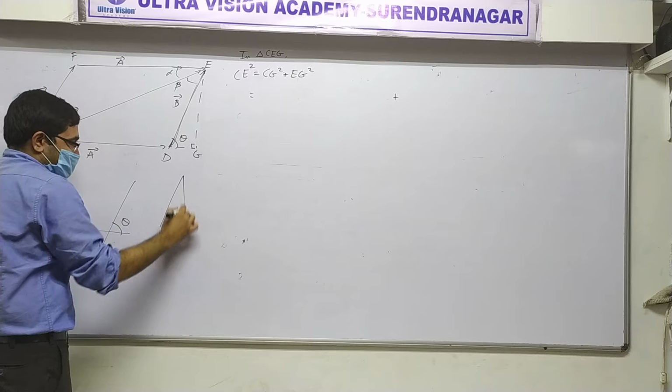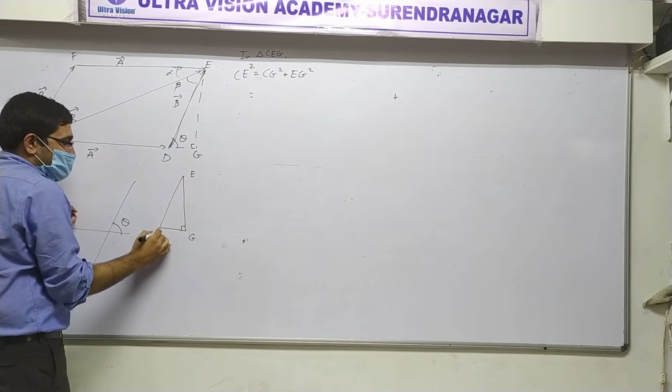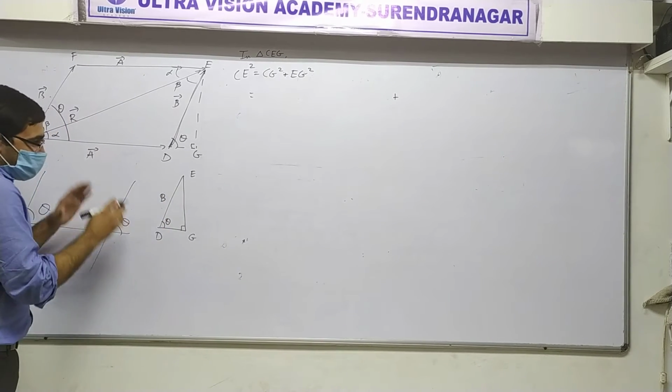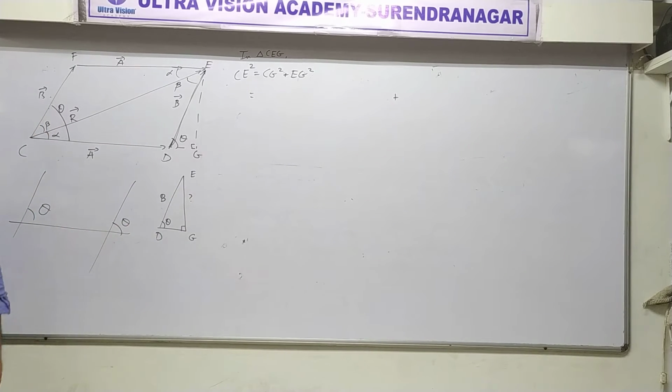If you want, I can draw it again over here so we can focus on where we want. This is G, this is E, and this is B. This is B, correct or not? Yes. And this angle is theta. So from this triangle only, can you find out what is this EG? Yes. Use trigonometry. Theta is given, we want to find that side. Do it.